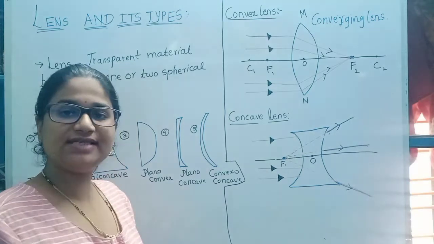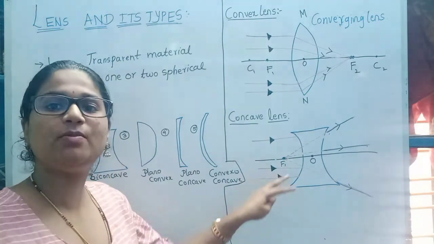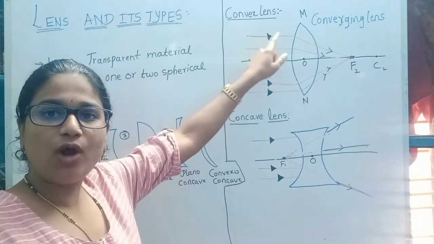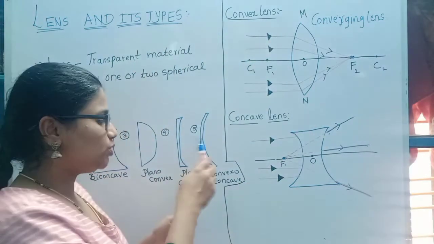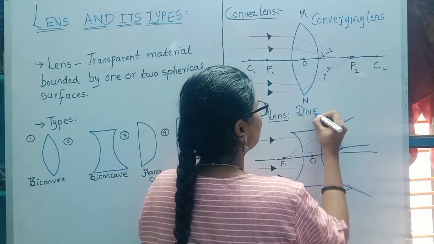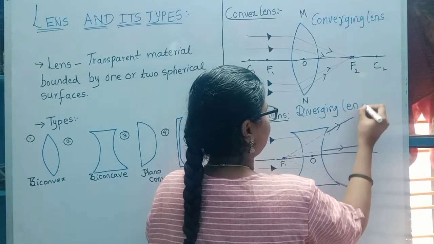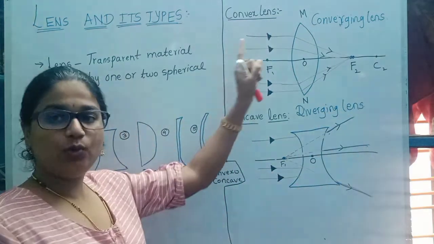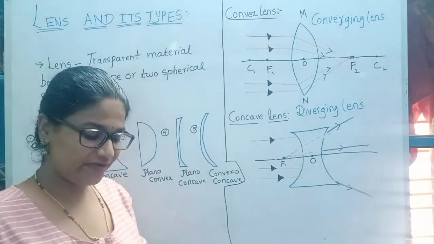So here what is happening? The light rays are diverging or spreading from a single point, whereas in a convex lens the rays are meeting at a single point. That is why the concave lens is referred to as a diverging lens. Converging lens is a convex lens, diverging lens is a concave lens.